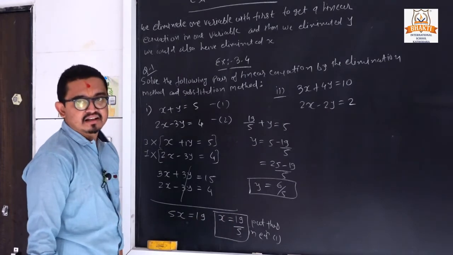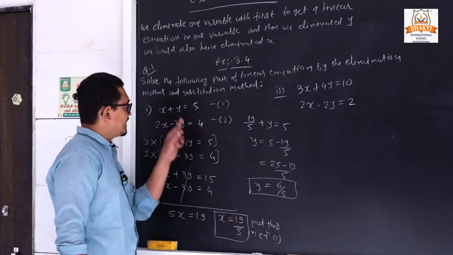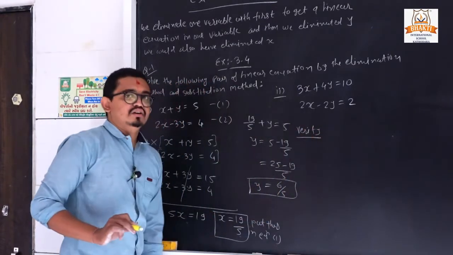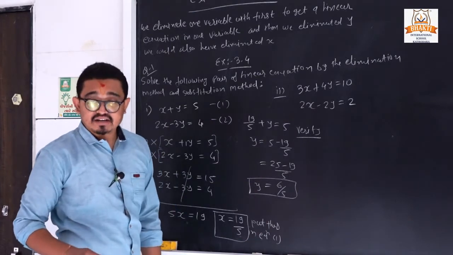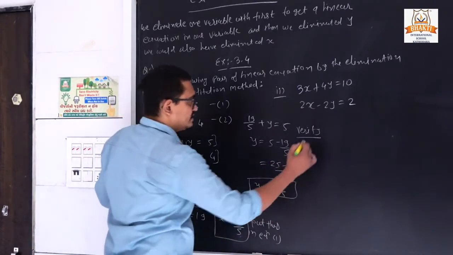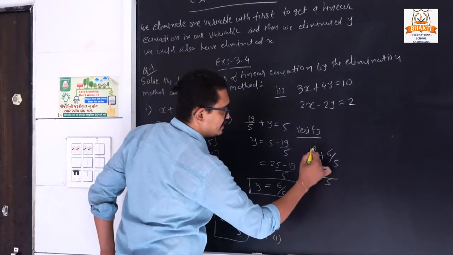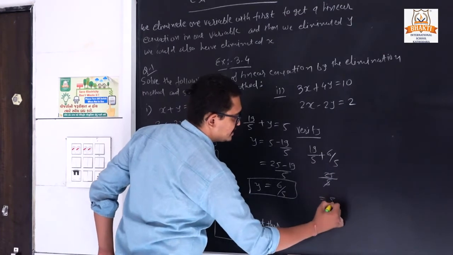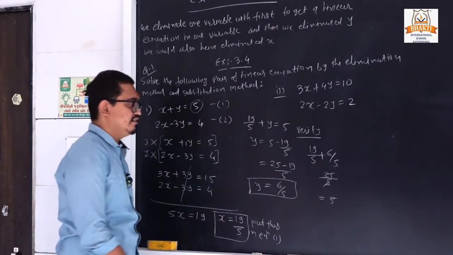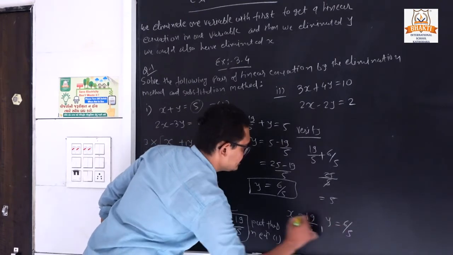And x is 19 by 5. Now if you want to verify your answer, we put x is equal to 19 by 5 and y is equal to 6 by 5. In the examination you do not need to verify your answer, but if you want to check whether your answer is right or wrong, you can verify it in your rough work. 5 is our LCM, 19 plus 6 is 25, divided by 5 the answer is 5. So our answers for x and y are right. We can write x is equal to 19 by 5, y is equal to 6 by 5. This is our solution.